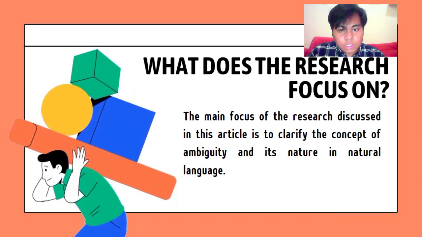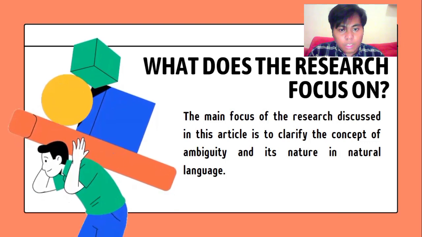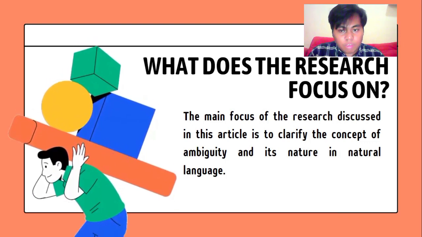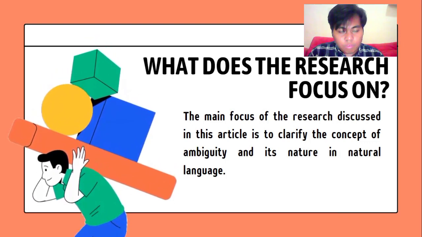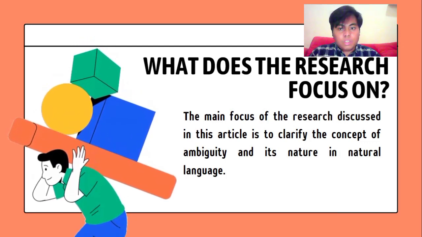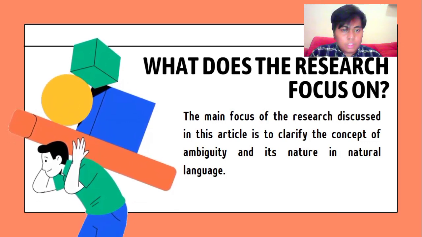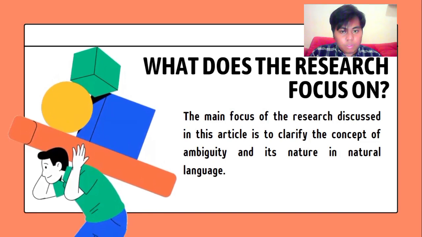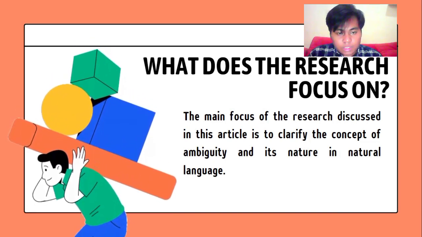Some perspectives see ambiguity as a property of terms, specifically lexical ambiguity, while others consider it a broader phenomenon that arises from the underdetermination of natural language. This underdetermination can lead to different semantic interpretations of language at various levels, such as syntax and pragmatics.